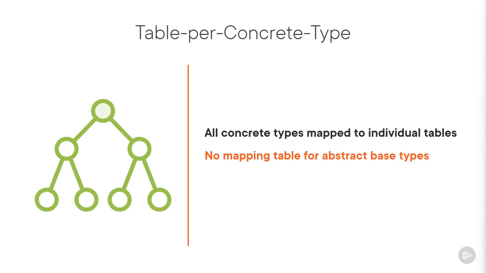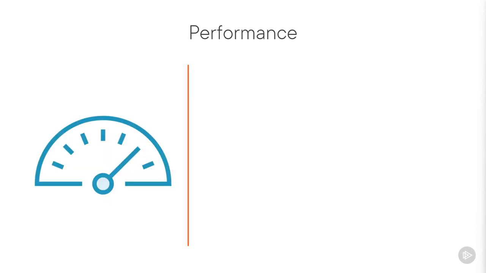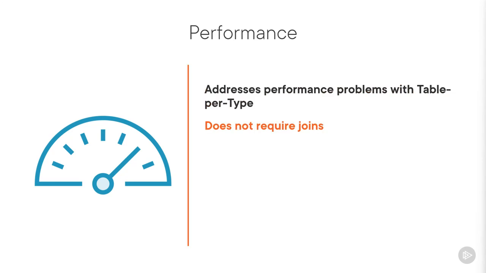Instead of a normalized schema like we had with table per type, table per concrete type gives us a denormalized schema where each of the tables that map to types in our hierarchy contains columns for all properties on the entity type to which they are mapped. This helps address some of the common performance issues we get when using the table per type strategy. This is because with the table per concrete type strategy, table joining will not be required.